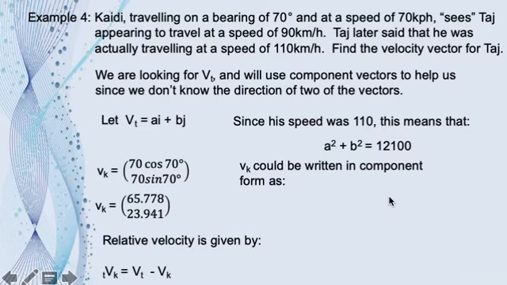So we know the velocity of t relative to k is positive t, negative k. So we know we've got a and b take 65.778 and 23.941.